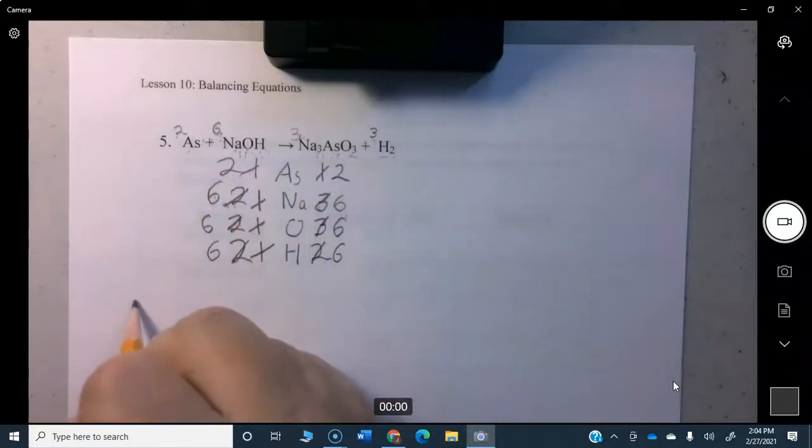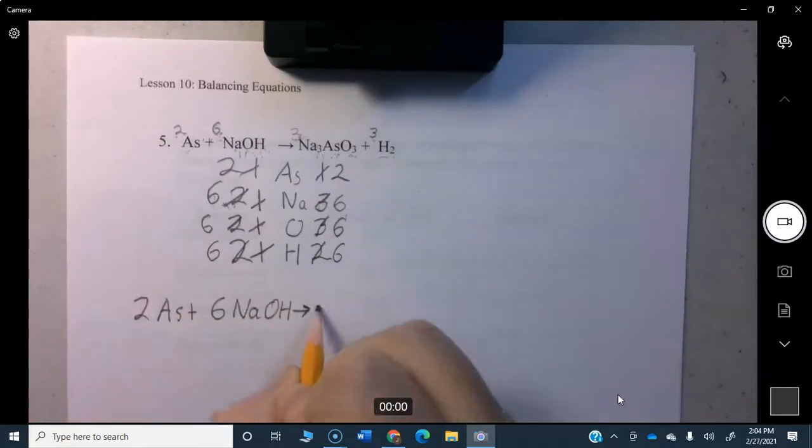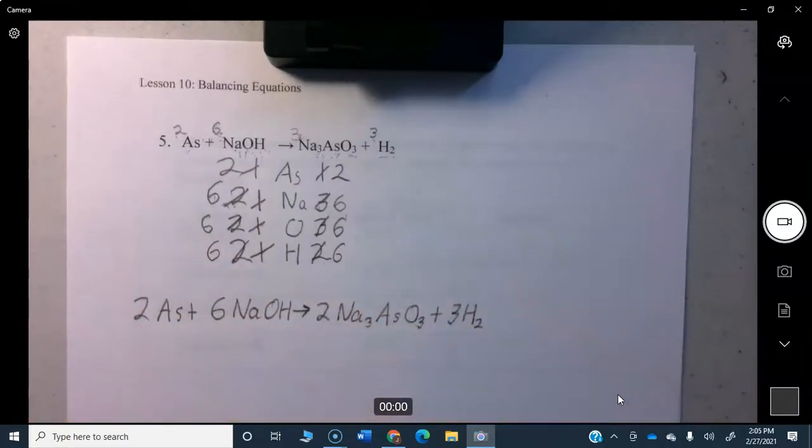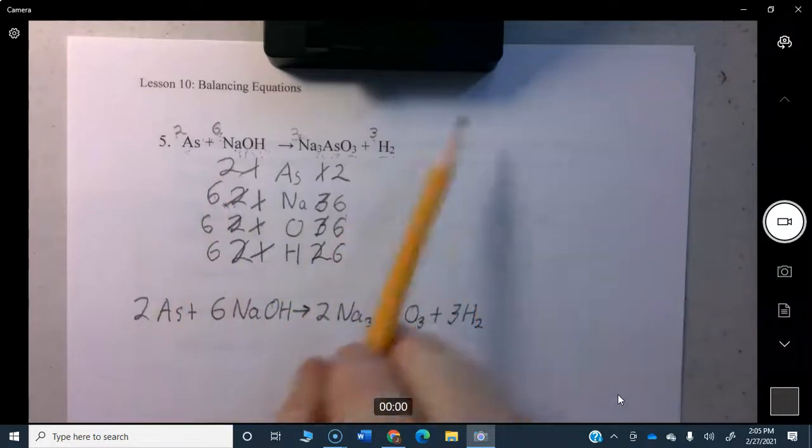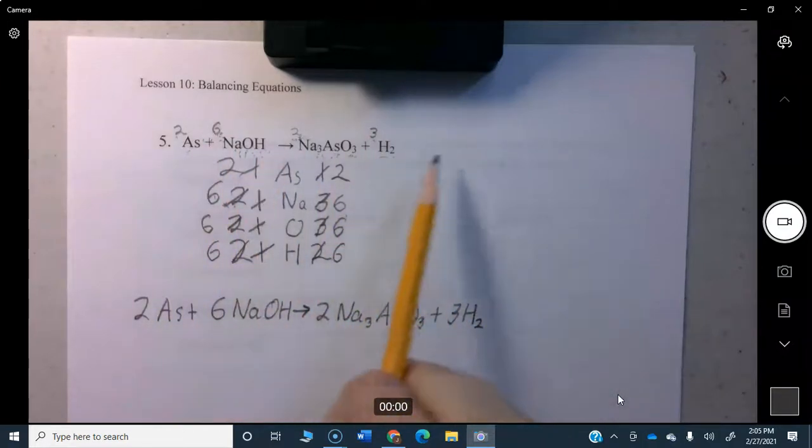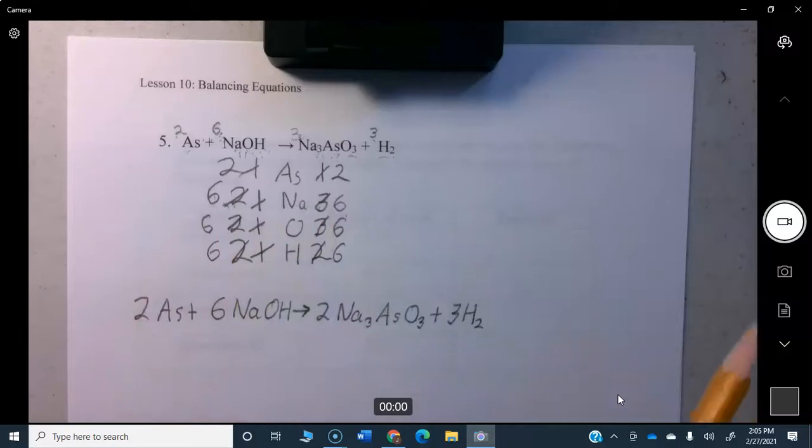I'll go ahead and write it down here. So, okay, there's the answer to that. Now I want you to rewrite the equation over here without the coefficients and do it with the box method, okay? Now notice you're going to end up with 6 boxes there.